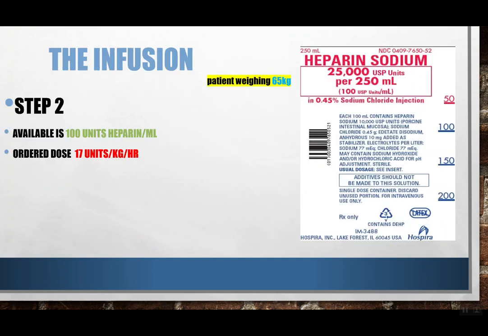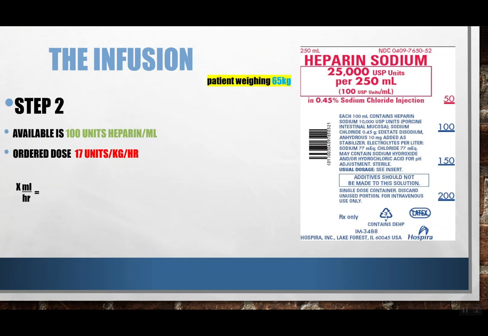So let's move on to the infusion. On step 2, we have availability as 100 units of heparin per mil. Okay? And you can see that on the right side, on that actual heparin sodium, you see 25,000 USP units per 250, or it becomes 100 units per mil, so it's there for you. The ordered dose is 17 units per kilogram per hour. And again, this is all back when we started the heparin question. So I need to know how many mils per hour to give when I'm doing the infusion.